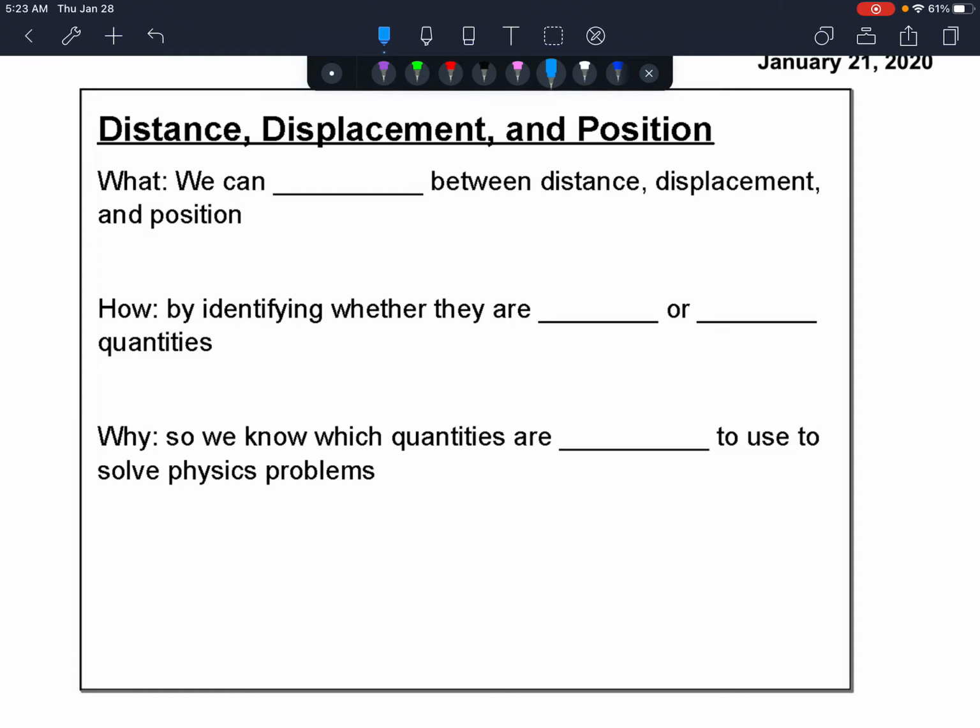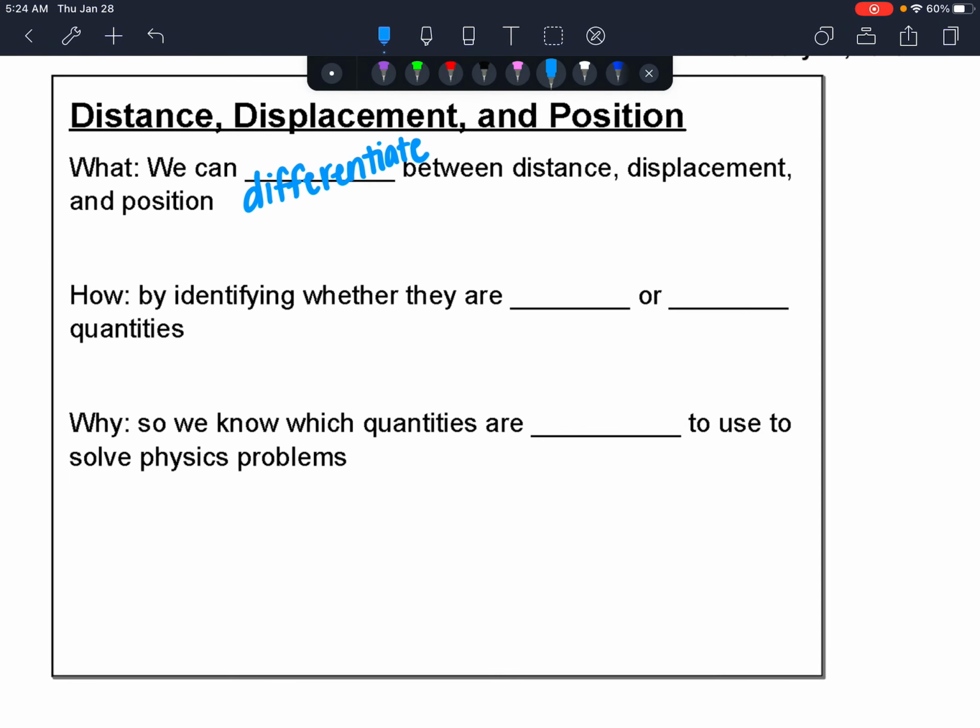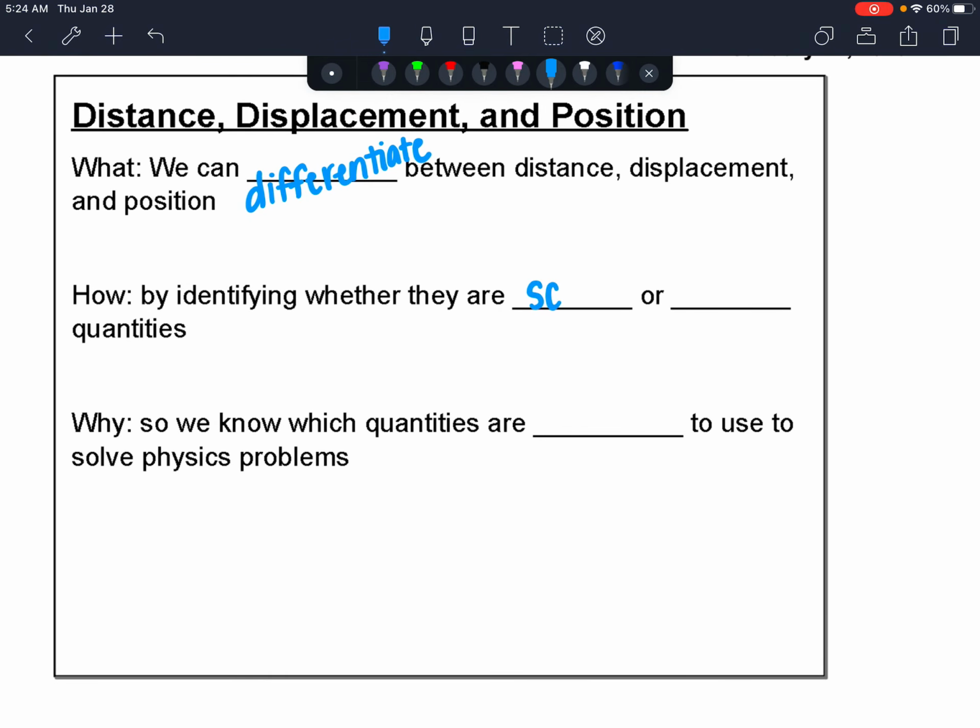All right, so this lesson is on distance, displacement, and position. By the end of this lesson, we're going to be able to differentiate between those three terms. Differentiate is just a fancy word for being able to tell the difference between those three quantities. The way that we're going to do this is by identifying whether or not those quantities are scalar or vector quantities.